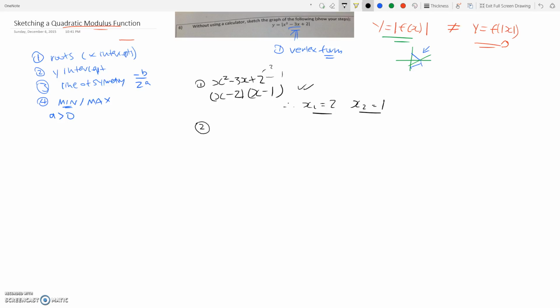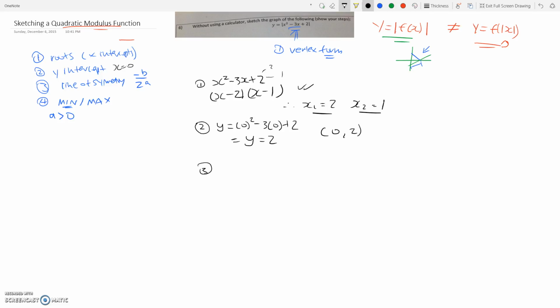Number 2, we have to find the y-intercept. A y-intercept is when x equals 0. So y equals 0 squared minus 3 times 0 plus 2. And this is y equals 2. So the y-intercept would be 0, 2.